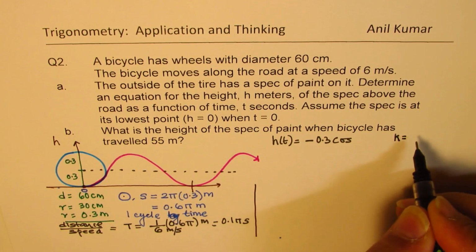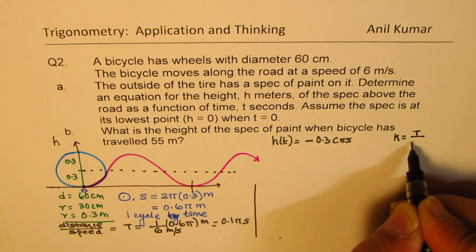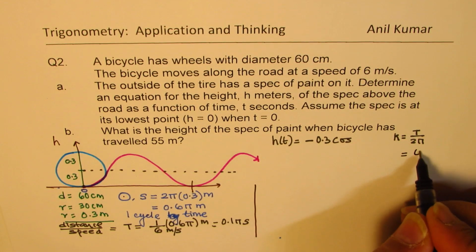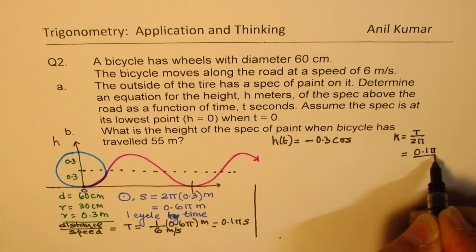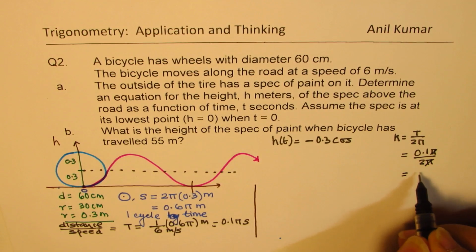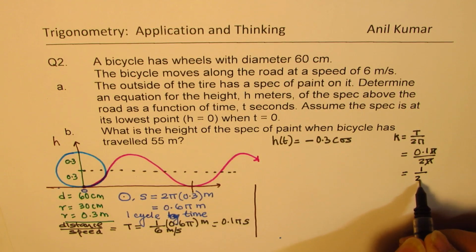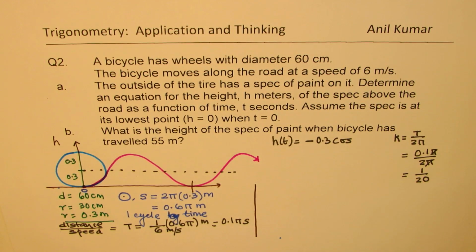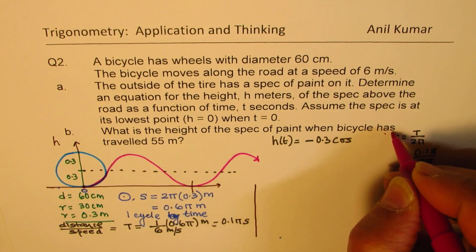K is equal to time period by 2 pi. In this case, time period t is 0.1 pi. We are going to divide by 2 pi. So pi and pi cancel. So we get 1 over 20 we can write, right? So 0.1 over 2, better to write as 1 over 20. So that is the value of k.